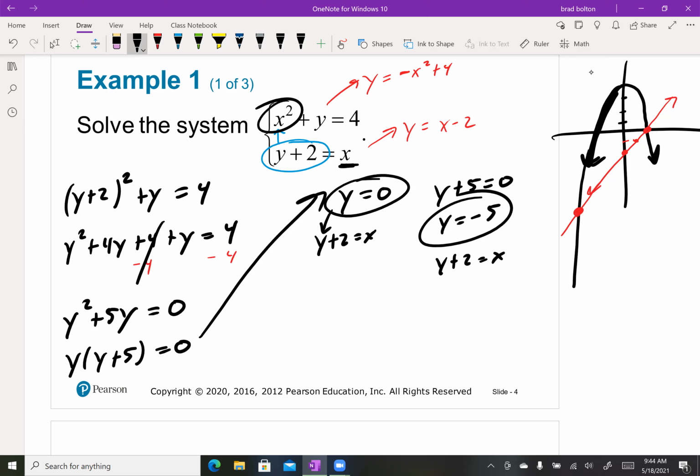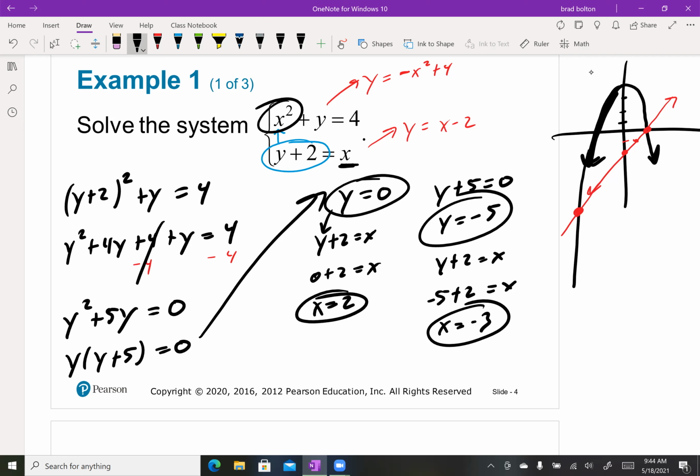So when I plug 0 in for y, I get 0 plus 2 equals x, so x equals 2, right? And then I get -5 plus 2 equals x, so x equals -3. Okay, so here's my x values, here's my y values. So what this means is these 2 points over here, so we have the point 2, 0, and we also have the other intersection point of -3, -5. So this would be -3, -5 right here, and this point would be 2, 0. So that's how you can solve a system by substitution.